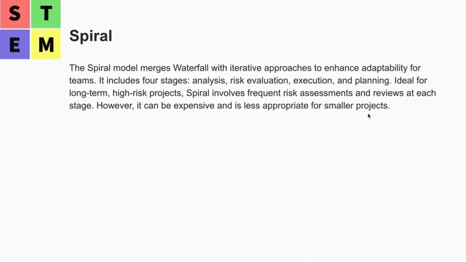Okay. So the next one, Spiral. The Spiral model merges waterfall with an iterative approach to enhance adaptability for the team. So it's a combination of waterfall and an iterative approach. It includes 4 stages: analysis, risk evaluation, execution, and planning. So it's ideal for long-term, high-risk projects. Spiral involves frequent risk assessment and review at each stage. Okay, so there's something special about this methodology.